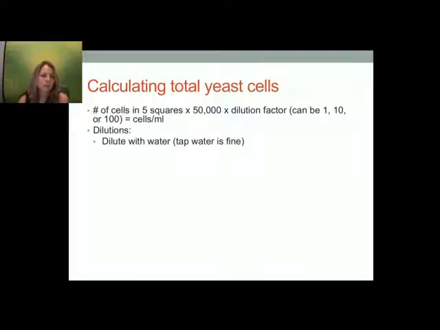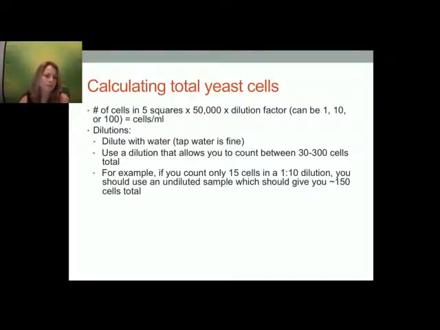When diluting a sample, you can just use regular tap water, as this is not a sterile procedure. You'll use a dilution that will allow you to count between 30 and 300 cells total, so that's total in those 5 squares. If you count less than 30, you've diluted too far. If you count more than 300, you have not diluted enough. For example, if you count only 15 cells in a 1 to 10 dilution, you should use an undiluted sample, which would give you approximately 150 cells total.